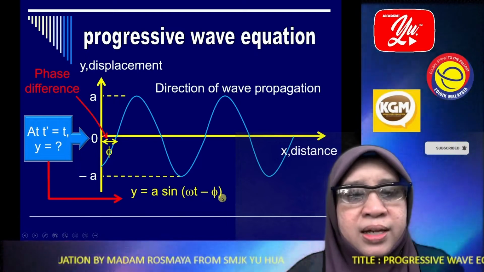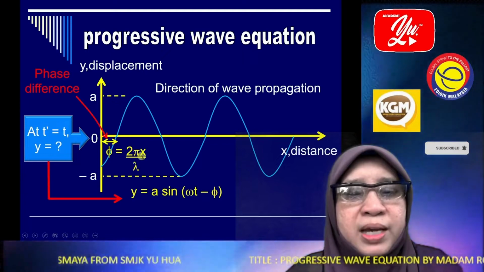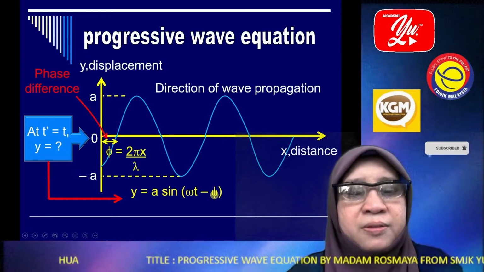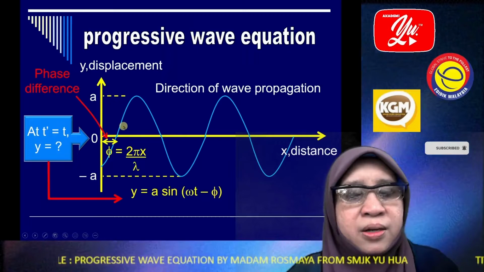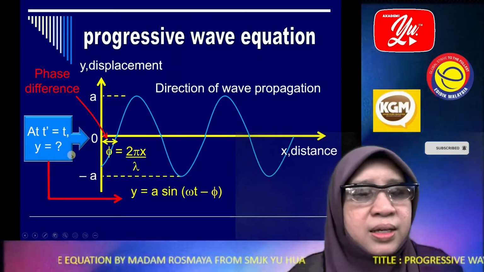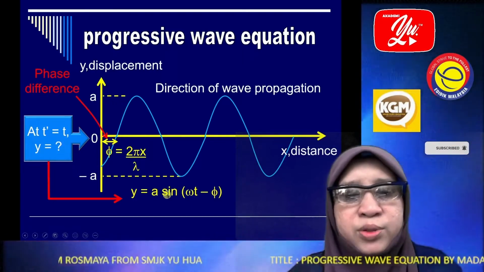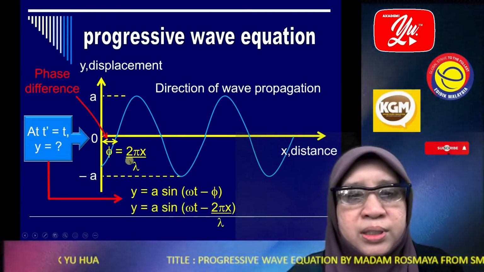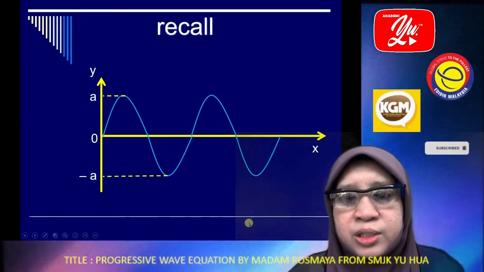So how are we going to find this phi? This phi is equal to 2 pi x per lambda. We use the ratio method to find phi, the phase difference between the two waves that has already moved a distance x. Then the wave equation y becomes y equals A sine bracket omega t minus phi. You substitute the phi formula, 2 pi x per lambda, into the equation. So this is equation 1.